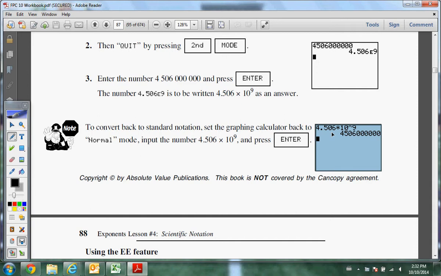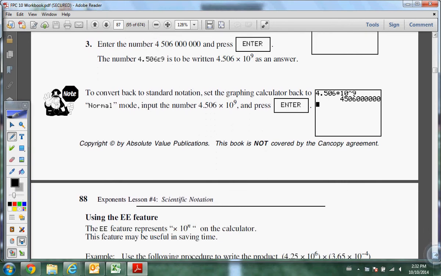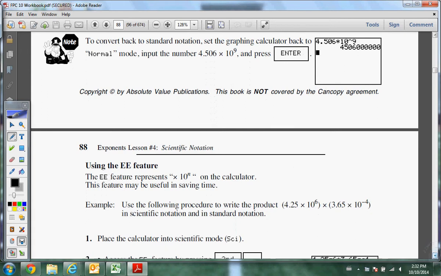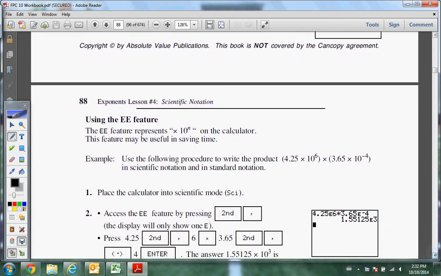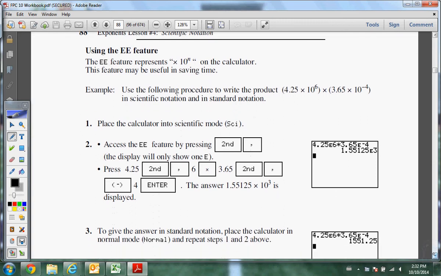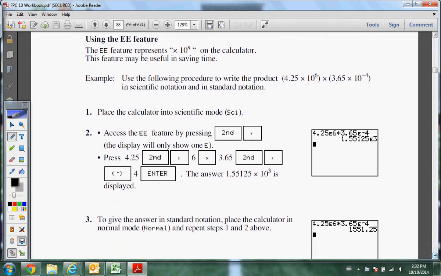All right, last page here. Any questions on the calculator? Everybody get that okay? All 7 of us? All right, so using the EE feature. The EE feature represents a 10 to the n. So that is like scientific notation. It's kind of setting it up for you. This feature may be useful in saving time.